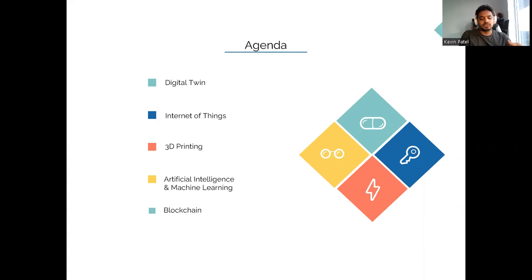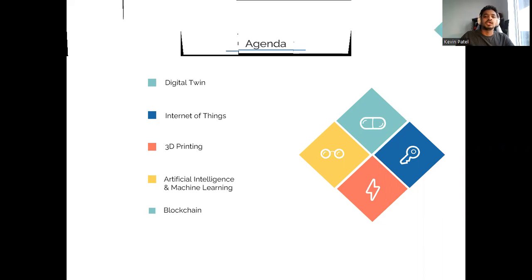So apart from transformation, the technologies pose significant risk on the ongoing business as well. That also we would pose. The first one we are discussing is the digital twin.